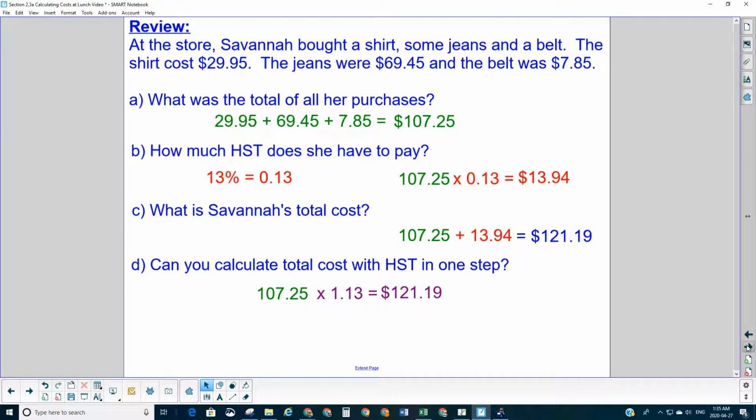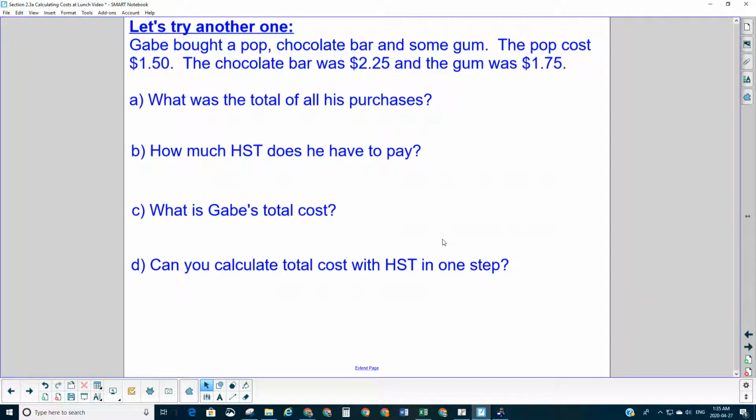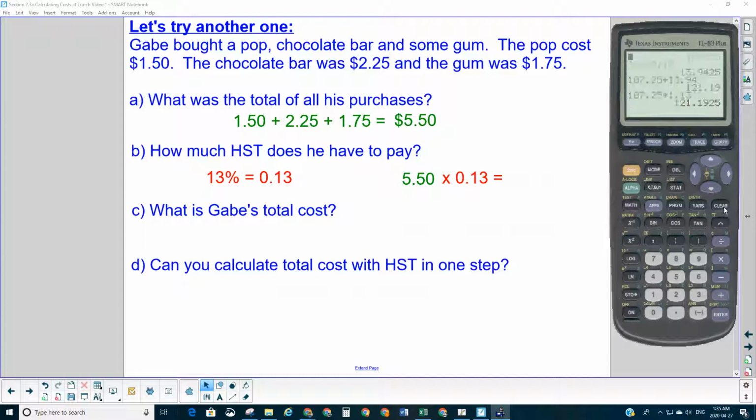Let's try another one. Again, you don't need to copy this down. Gabe at a convenience store bought a pop, a chocolate bar, and some gum. So the pop was $1.50, the chocolate bar is $2.25, and the gum is $1.75. So the total, of course, we're going to take all these and add them up. I think you can try it, or trust me, that it adds up to $5.50. HST is still 0.13, 13%. So we're going to go times 0.13. Let's do that on the calculator just because it usually gets a really awkward decimal.